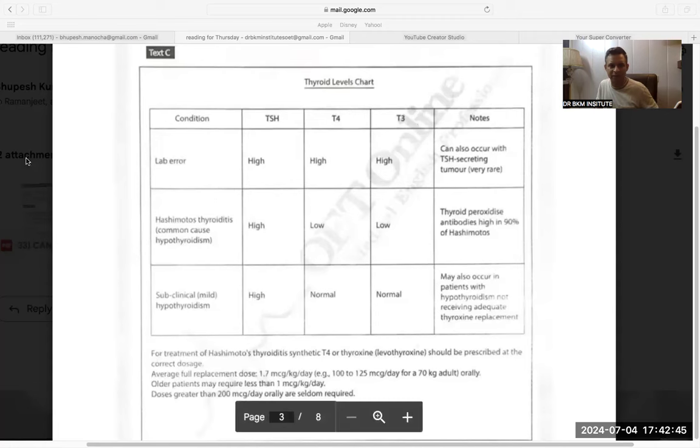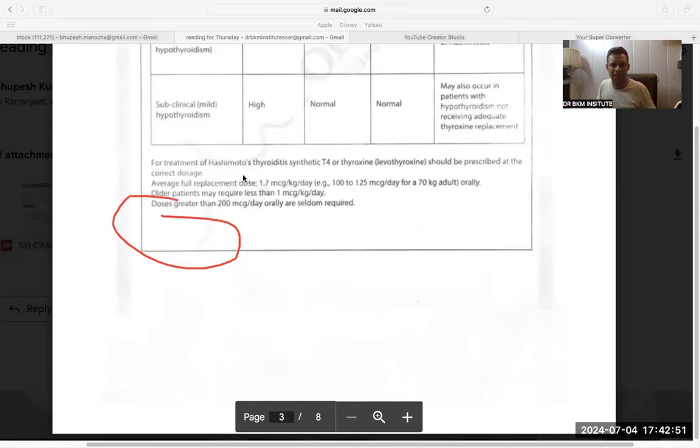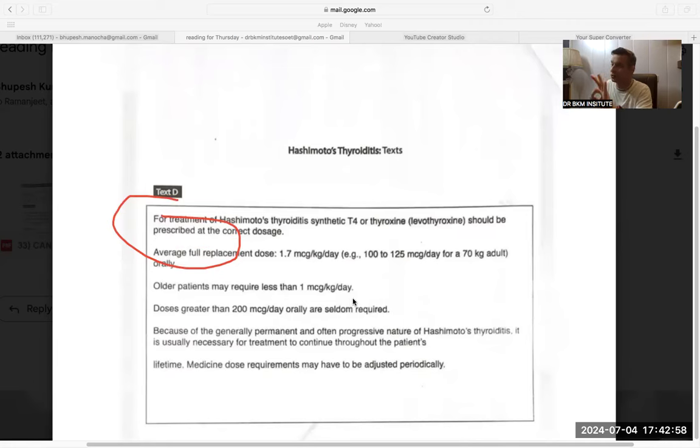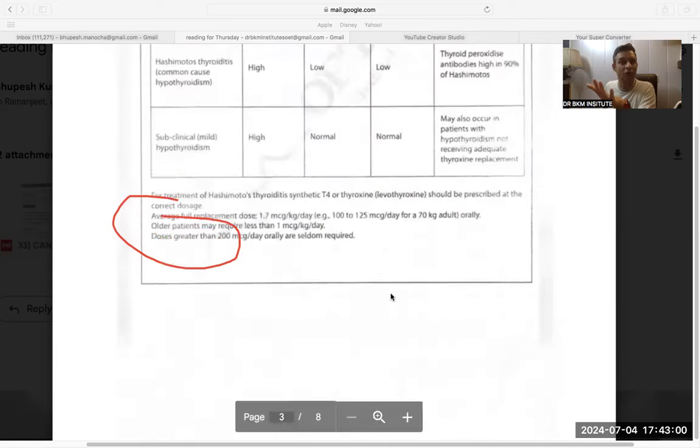Then they have the thyroiditis word again. Hashimoto's is repeating again, 90% this. And the D part, this is again invalid. Yeah, in the D part they are talking about the treatment and dosage. So I can do three questions right now, even without reading anything.